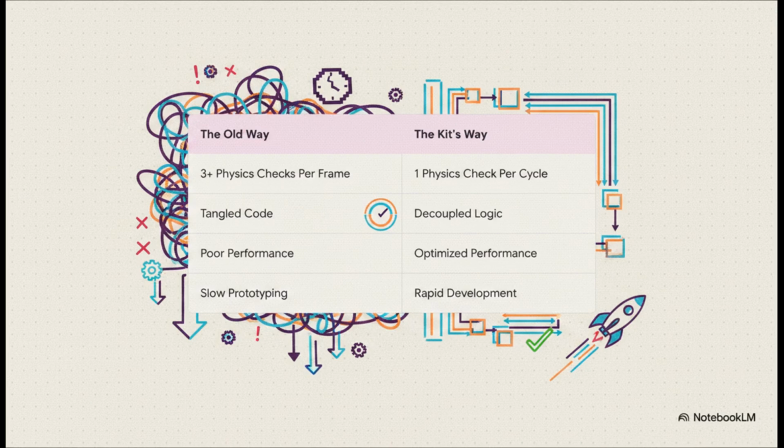But now look at the kit's way. One single physics check per cycle. And by cycle, I mean a managed interval, not every single frame. That one change is the secret sauce for everything else. Totally decoupled logic, optimized performance, and the ability to build and test ideas like crazy fast.